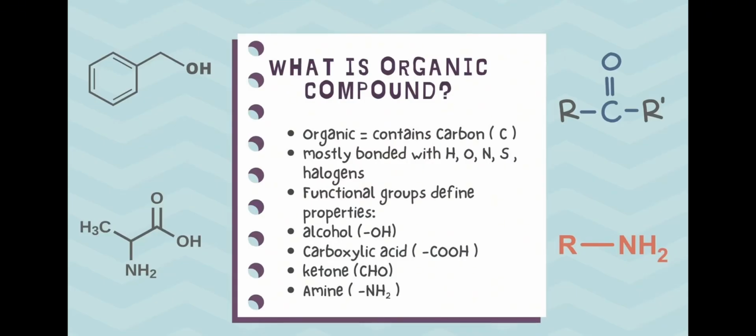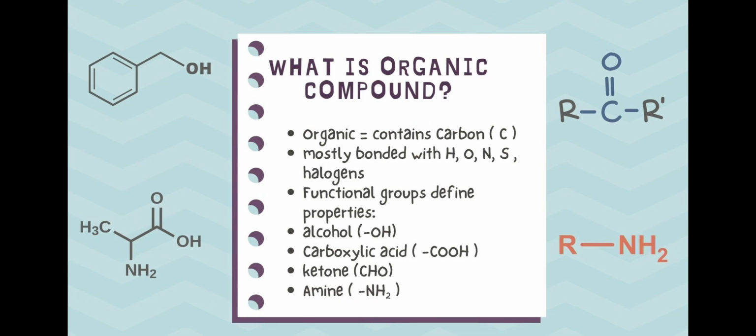Let's look at what an organic compound is. An organic compound is any chemical that contains carbon. Most of the time, carbon is bonded with hydrogen and sometimes with oxygen, nitrogen or other elements. But what makes each organic compound different is something called a functional group. This is a small part of the molecule that gives it special properties.